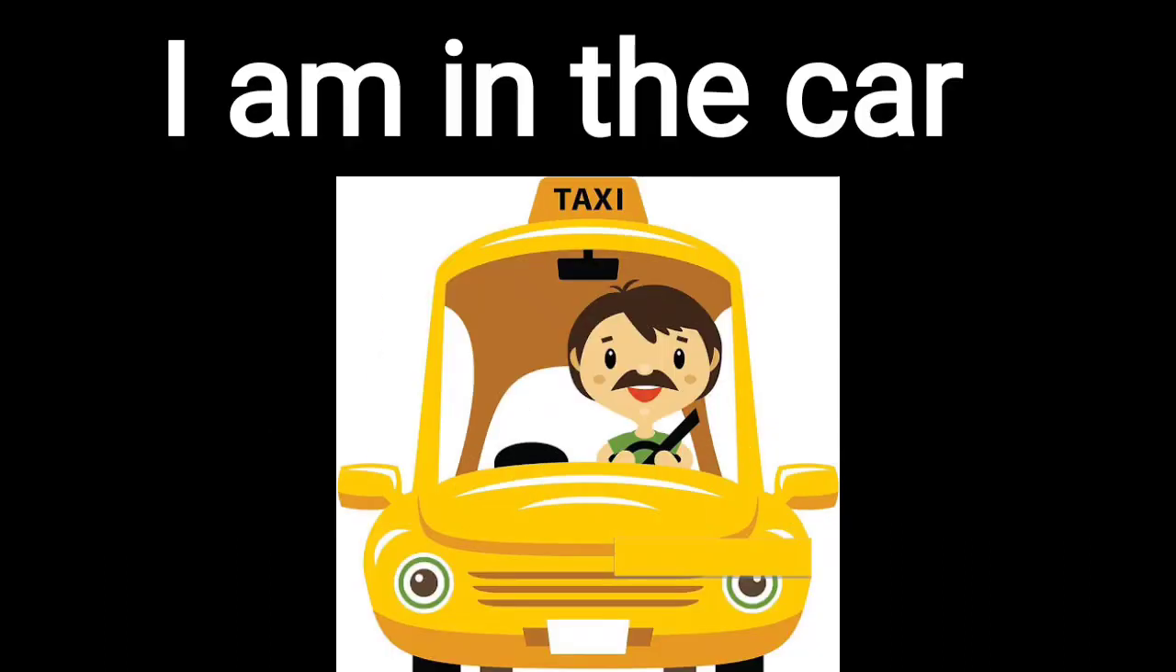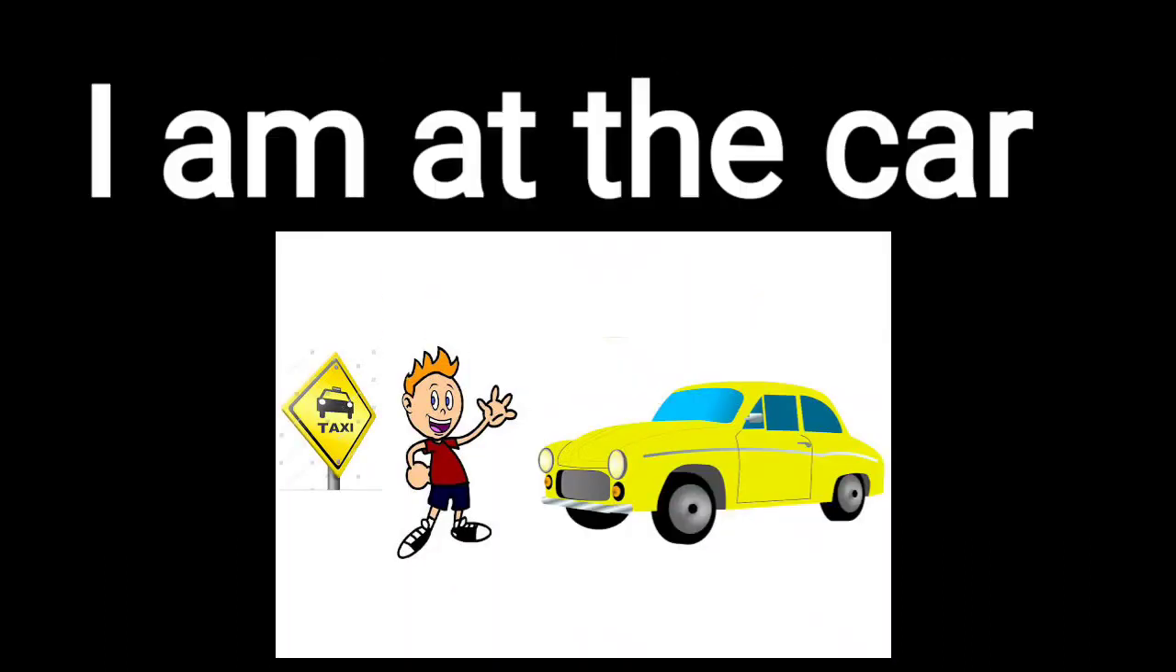I'm in the car, I'm at the car. I'm in the car means I'm sitting inside the car. I'm at the car means I'm not inside the car. I'm not sitting inside, but I'm somewhere near the car. She is in school. She is at school. In school suggests that she is inside the building. She is a student and she is studying. At school suggests that she is at the location of the school. She could be somebody visiting the school.